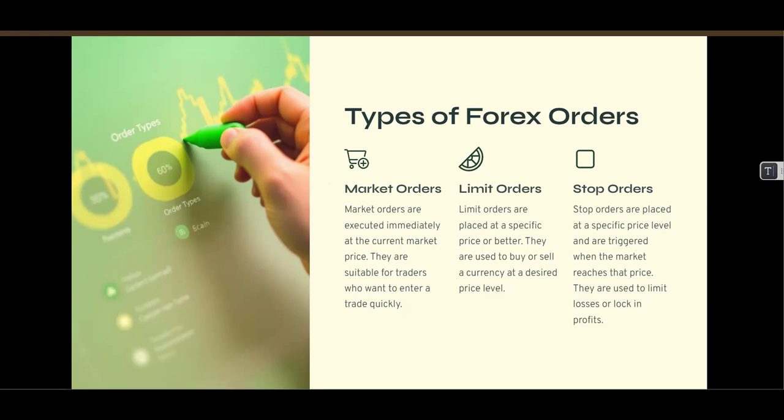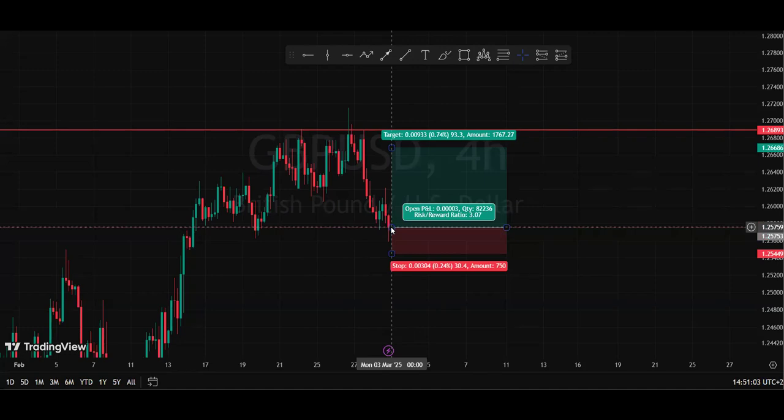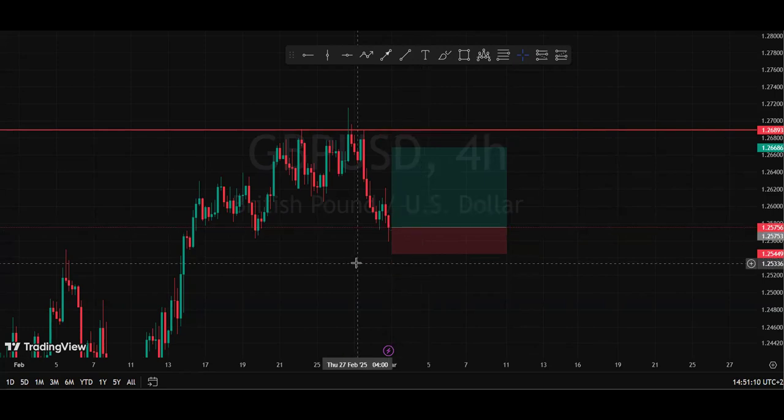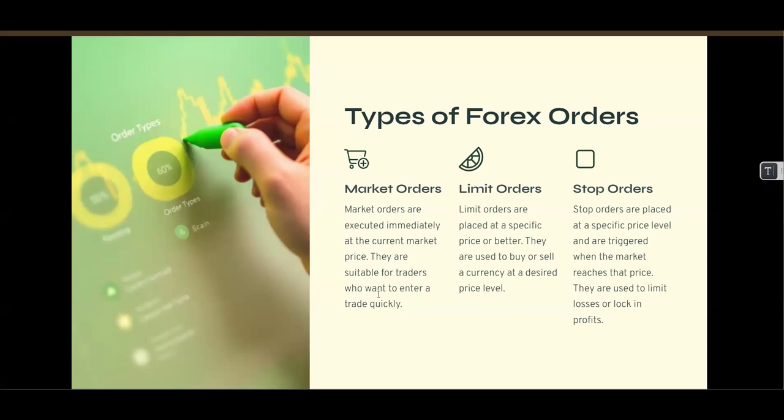For instance, if I say buy British pound right now, you're going to buy at the price where the market is currently. Immediately you enter and you will either be in loss or profit, depending on the market fluctuation. So market orders are executed immediately. You go on your MT4 right now, you place a trade, that is a market order. Those are suitable for traders who don't want to wait.